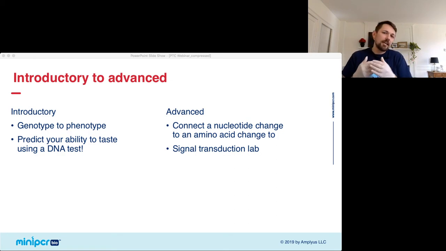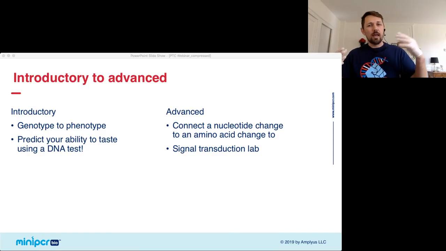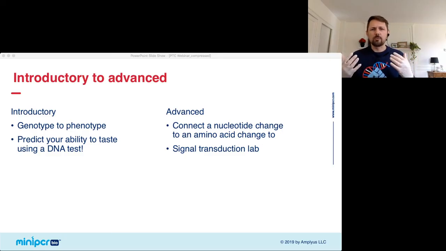But for advanced to AP levels or even intro college levels, this is a great lab because you can connect those single nucleotide changes, you can line them up with the protein, you can see how those changes affect the protein and how that could possibly even relate to signal transduction. Again, G protein coupled receptors are a huge thing that AP students are always trying to cram for. This is a great example to have in their back pocket.